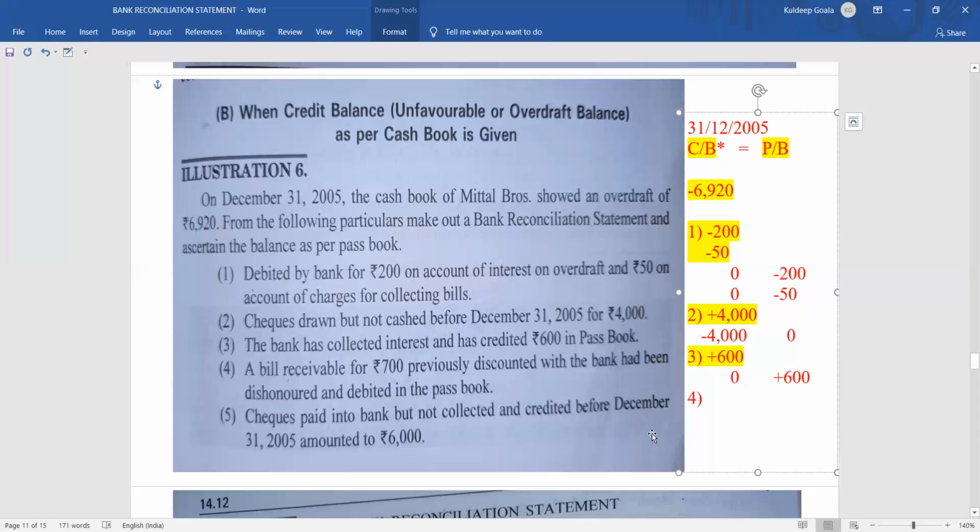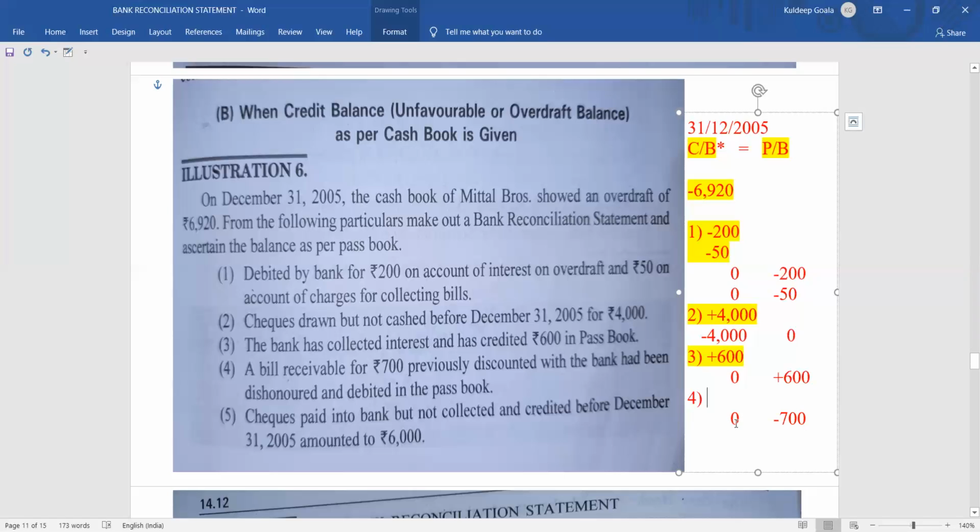Earlier it was discounted and we got the money, not now, remember that. So that is why we are not adding the 700 here. That has already been added earlier. Now it was dishonored, so the bank has debited the money from our passbook. So 700 rupees was deducted from our passbook, right? And since nothing is mentioned about the cash book, it remains zero. There is no change in the cash book.